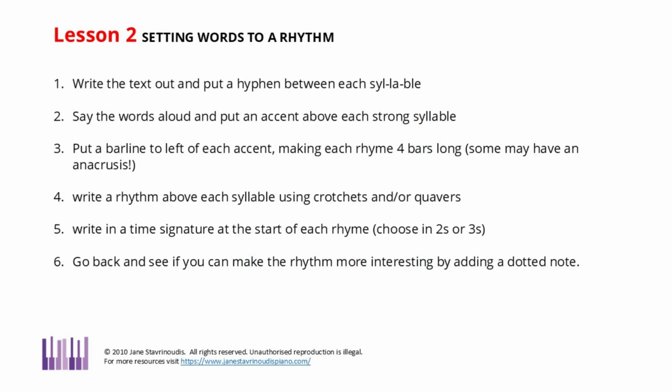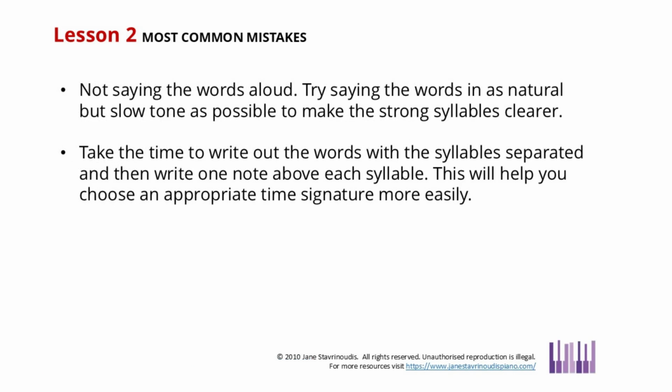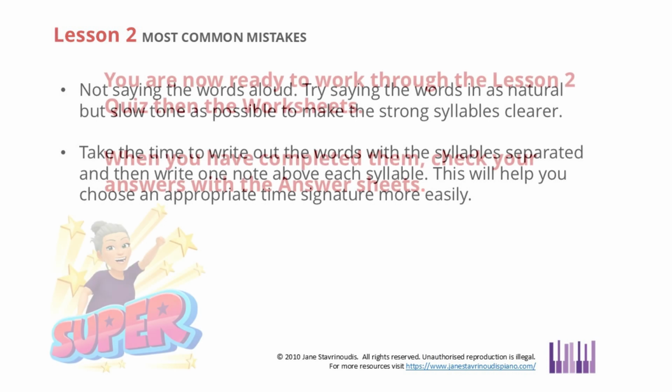Look in your concept sheets and find these steps to follow. Once you know where they are, refer to them when answering this type of question. The most common mistakes made by students are not saying the words out loud. Try saying the words in as natural but slow a tone as possible to make the strong syllables clearer. Take the time to write out the words with the syllables separated and then write one note above each syllable. This will help you choose an appropriate time signature more easily.